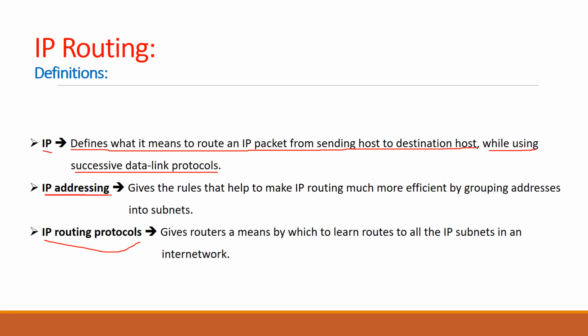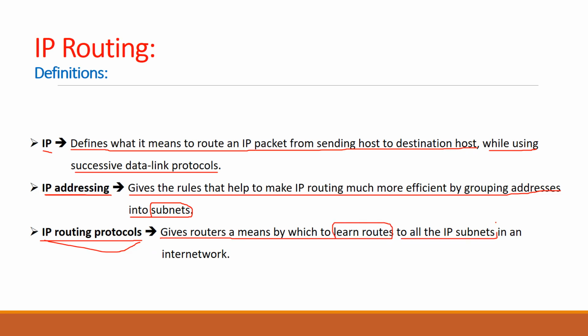What is IP addressing? It gives the rules that help to make IP routing much more efficient by grouping addresses into subnets. And we will know later what subnets are. IP routing protocols give routers a means by which to learn routes to all the IP subnets in an internetwork. So IP defines how to route the IP packet from the sending host to the destination host.